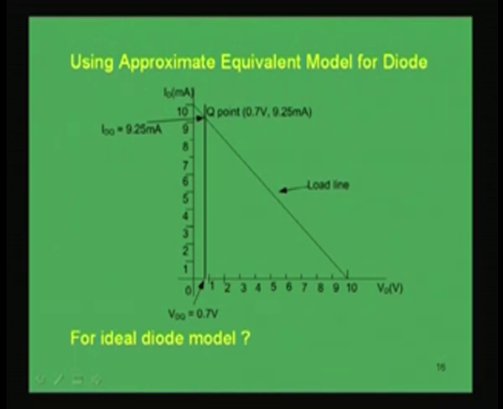we draw this approximate equivalent characteristic, that is 0.7 volt, and the current is rising infinitely at this point. After 0.7 volt is overcome, it is rising infinitely, that is the approximate equivalent model. Then let us see where this point of intersection is lying. Here we can see that the Q point is defined by 0.7 volt and the current is also found to be 9.25 milliampere. So, this is the operating point we have got using the approximate equivalent model. Whatever Q point we have got is not very much different from using the exact equivalent circuit, because earlier we got 0.8 volt, but here we are getting 0.7 volt, and the current is same.